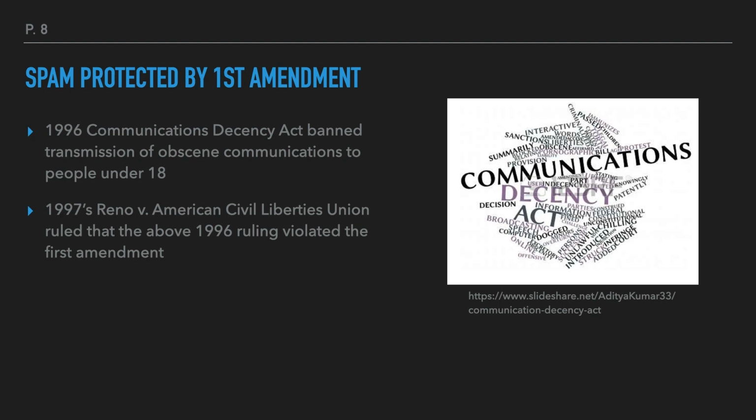The Federal Communications Decency Act of 1996 banned the transmission of obscene communications to people under 18 years old, but 1997's Reno v. American Civil Liberties Union ruled that this violated the First Amendment. Even though many consider this wrong, the Constitution is the law of the land, and restricting the freedom to send email communications infringes on the First Amendment rights of the people sending the spam emails.